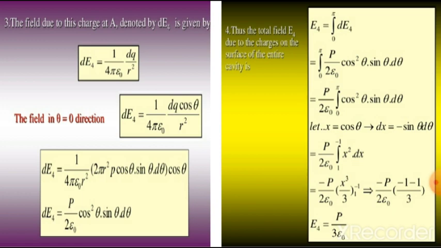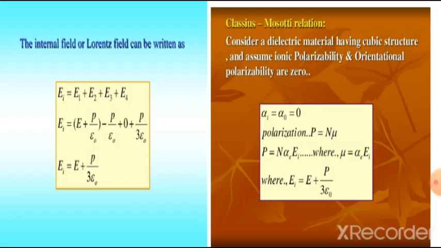Thus the total field E4 due to charges on the surface of the entire cavity is E4 equals integral 0 to pi of dE4. dE4 is equal to P by 2 epsilon naught cos square theta sin theta. Let us take x equals cos theta, and dx equals minus sin theta d theta. When we take x, the limits also change. Finally we get E4 is equal to P by 3 epsilon naught.